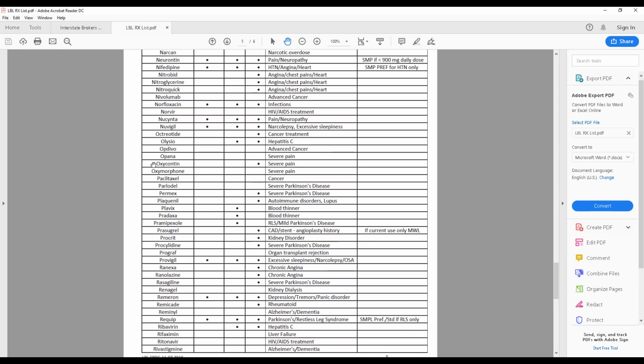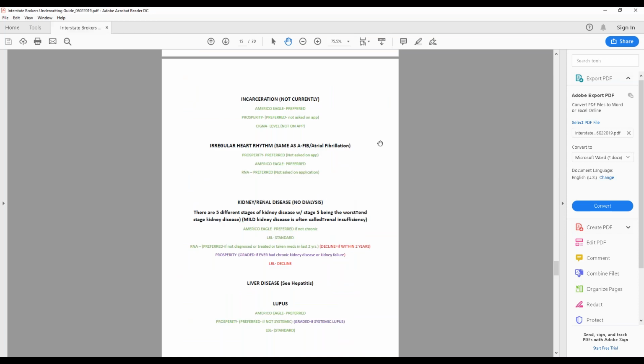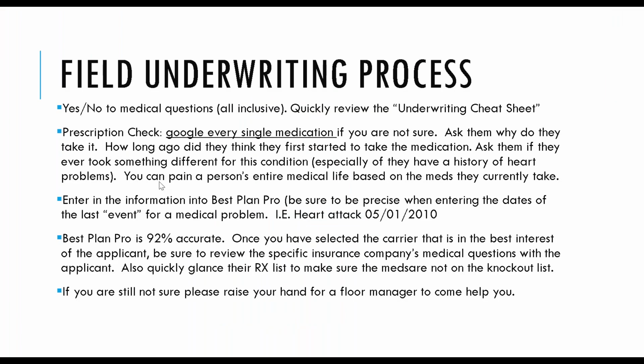And then here you can see, OxyContin. They're prescribed OxyContin. The only thing they're going to get with this carrier is going to be modified life. So very, very important. You want to go through the order of operations.